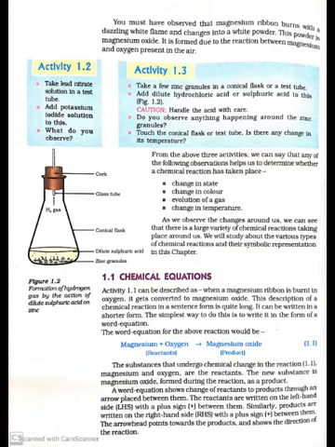As we observe the changes around us, we can see that there is a large variety of chemical reactions taking place around us. We will study about the various types of chemical reactions and their symbolic representations in this chapter.